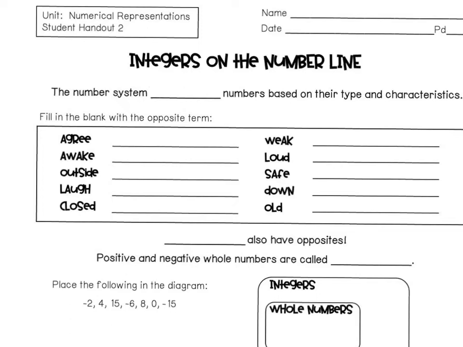All right, so we're going to start out by filling in the blank. The number system, the word is classifies. The number system classifies numbers based on their type and characteristics. What we're talking about today is opposites. So before we talk about numbers, let's talk about words.